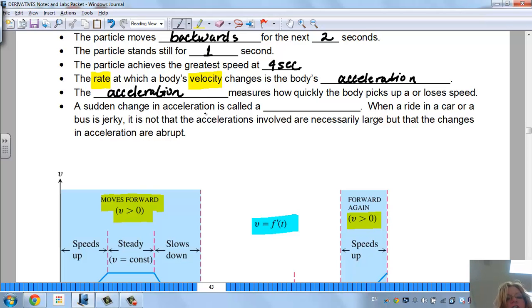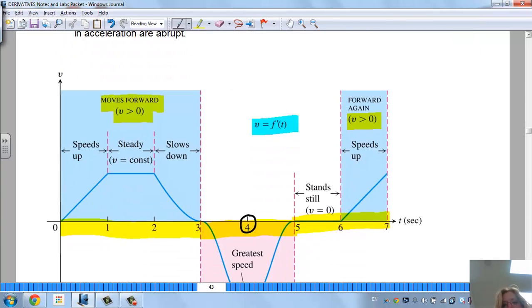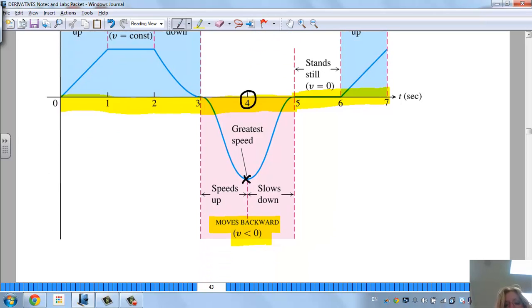The sudden change in acceleration is called jerk. That's the next derivative. When a ride in a car or a bus is jerky, it's not that the accelerations involved are necessarily large, but the changes in accelerations are abrupt. So that kind of goes through that. Well, that's the beginning of how we're going to talk about derivatives in movement, and that ends this video.